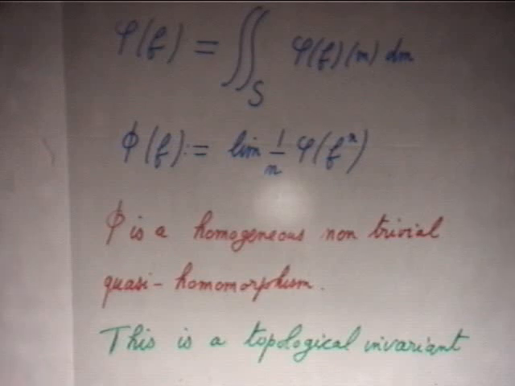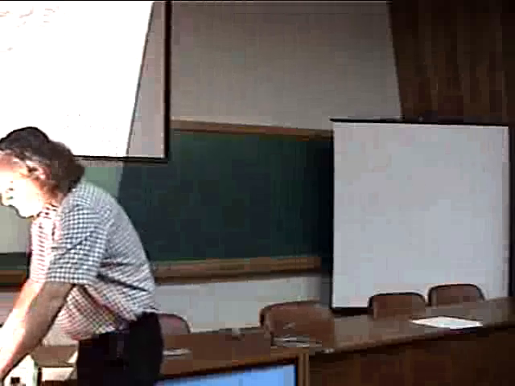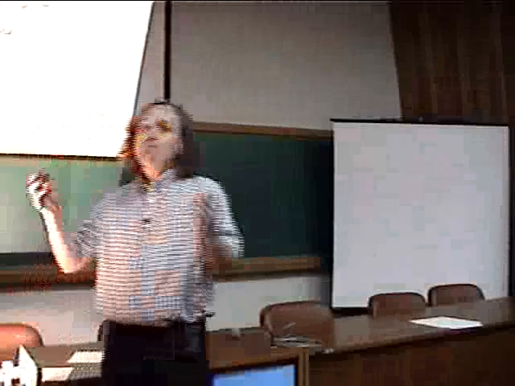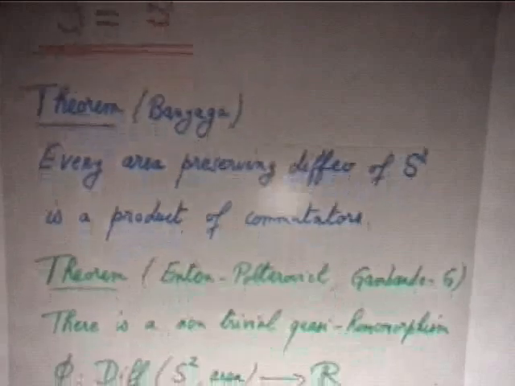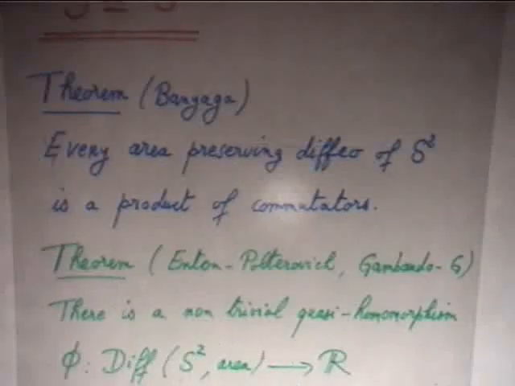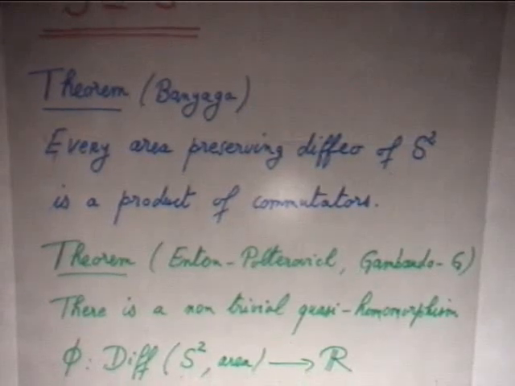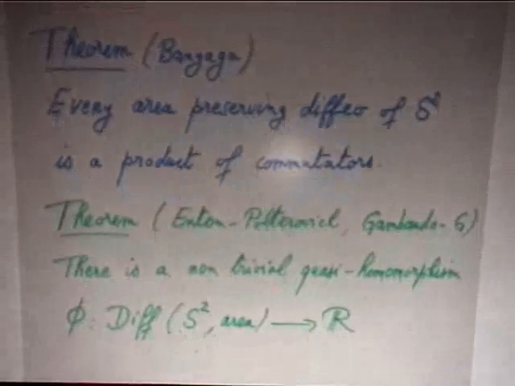But let me go to the last case, which I like most. Let's go to the two-sphere. So what's happening in the case of the two-sphere? In this case, there is no homology, no Calabi invariant, nothing. And indeed, there is a theorem of Banyaga, again, that every area preserving diffeomorphism of the two-sphere can be written as a product of commutators. And the question is how many? And I want to present today a construction which shows that there is a non-trivial quasi-homomorphism on this group, and in particular, the commutator length is not bounded.